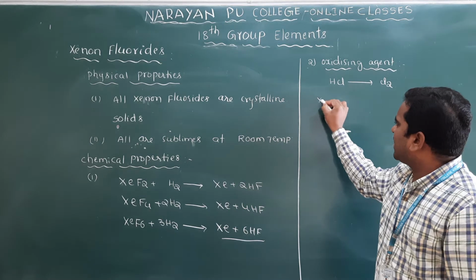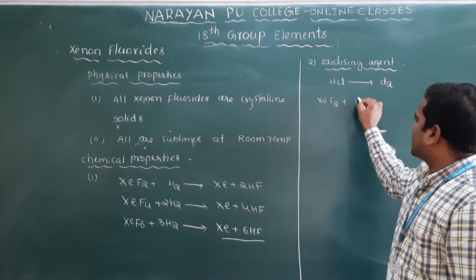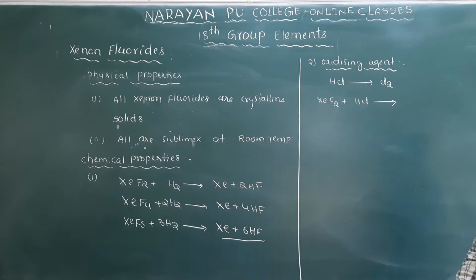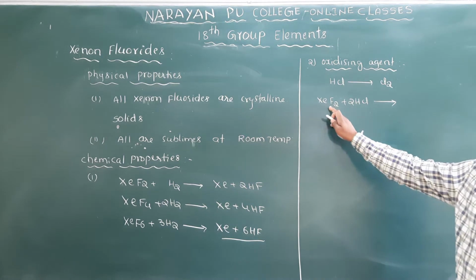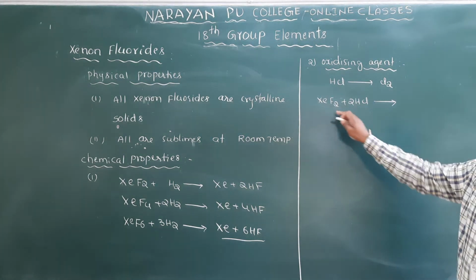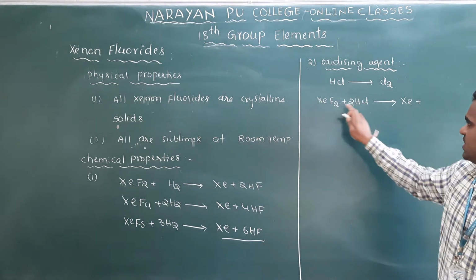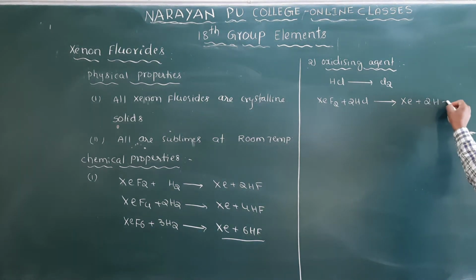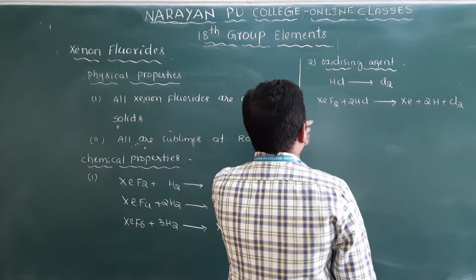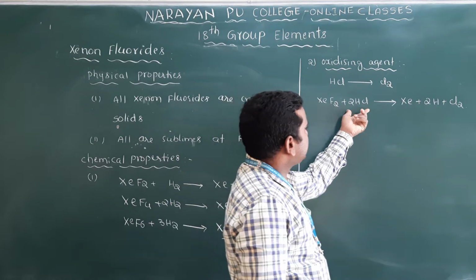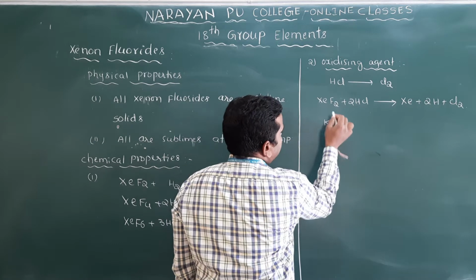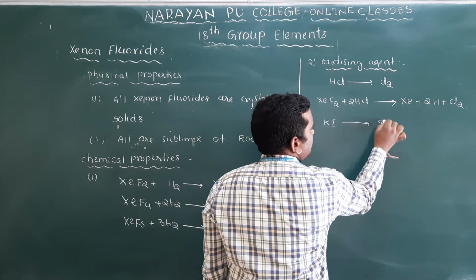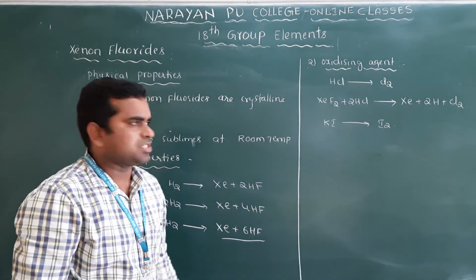So here also, suppose XeF2 is reacted with HCl. Take 2 moles of HCl, because this chlorine and hydrogen will combine, and first of all xenon will come, because these two will combine, you will get 2HF plus chlorine. So xenon difluoride oxidizes HCl into chlorine. Clear? These compounds can also oxidize potassium iodide into iodine.